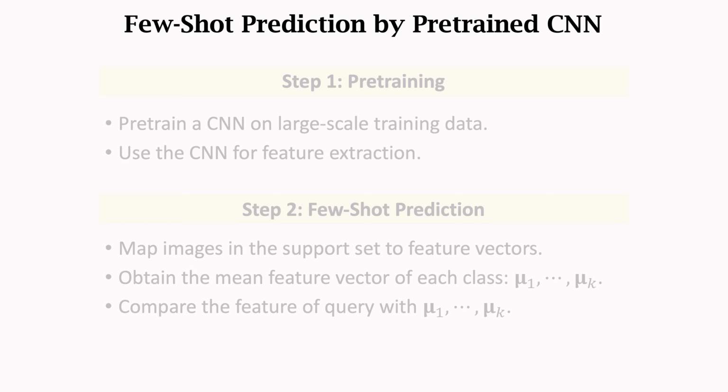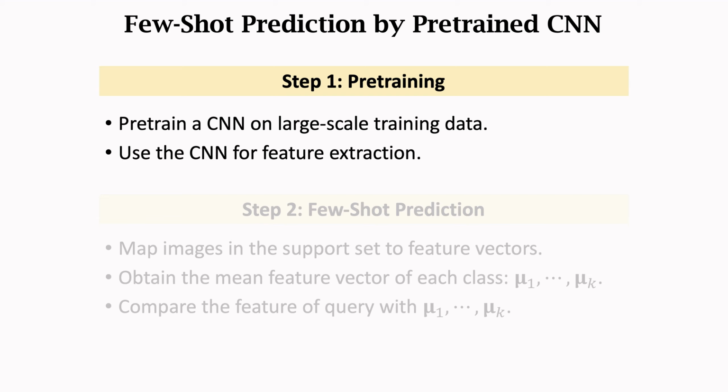Let me summarize this lecture. The basic idea of feature learning is to pre-train a neural network for feature extraction. With such a neural network at hand, we can compare 2 images in the feature space and thereby make predictions. Feature learning typically works in 2 steps. First, pre-train a neural network on a big dataset. The network can be trained using standard supervised learning, triplet loss, or whatever method. The pre-trained neural network can extract features from images.